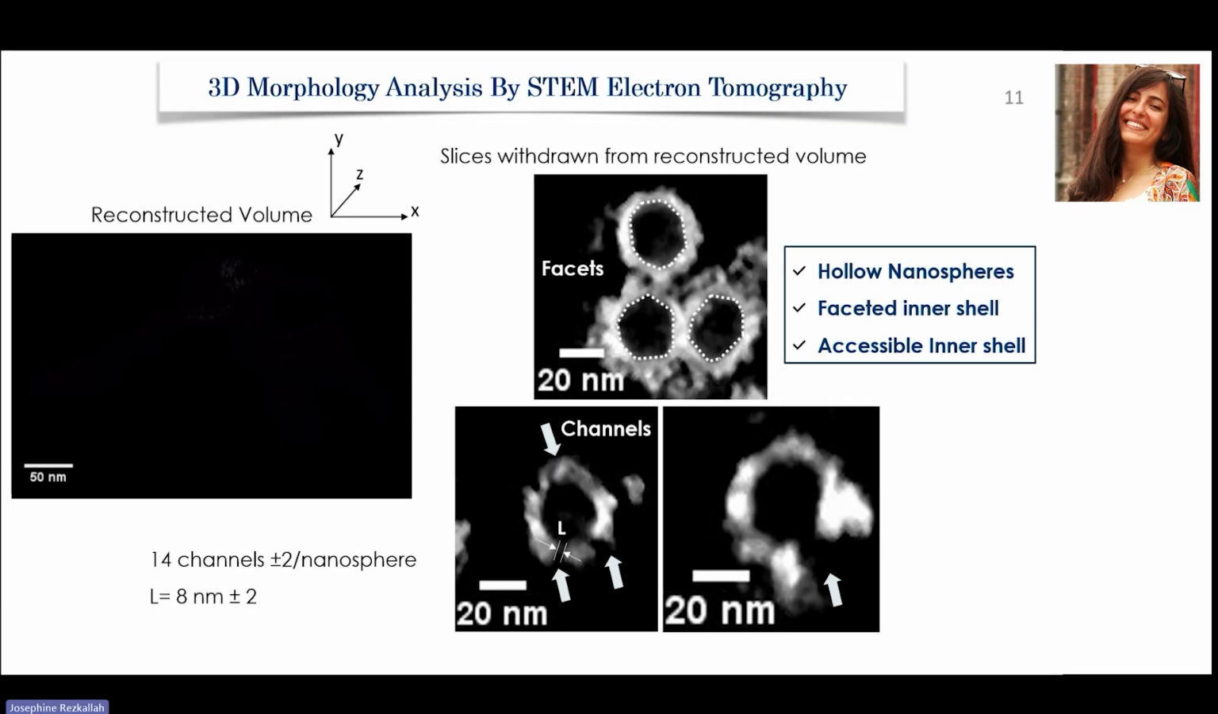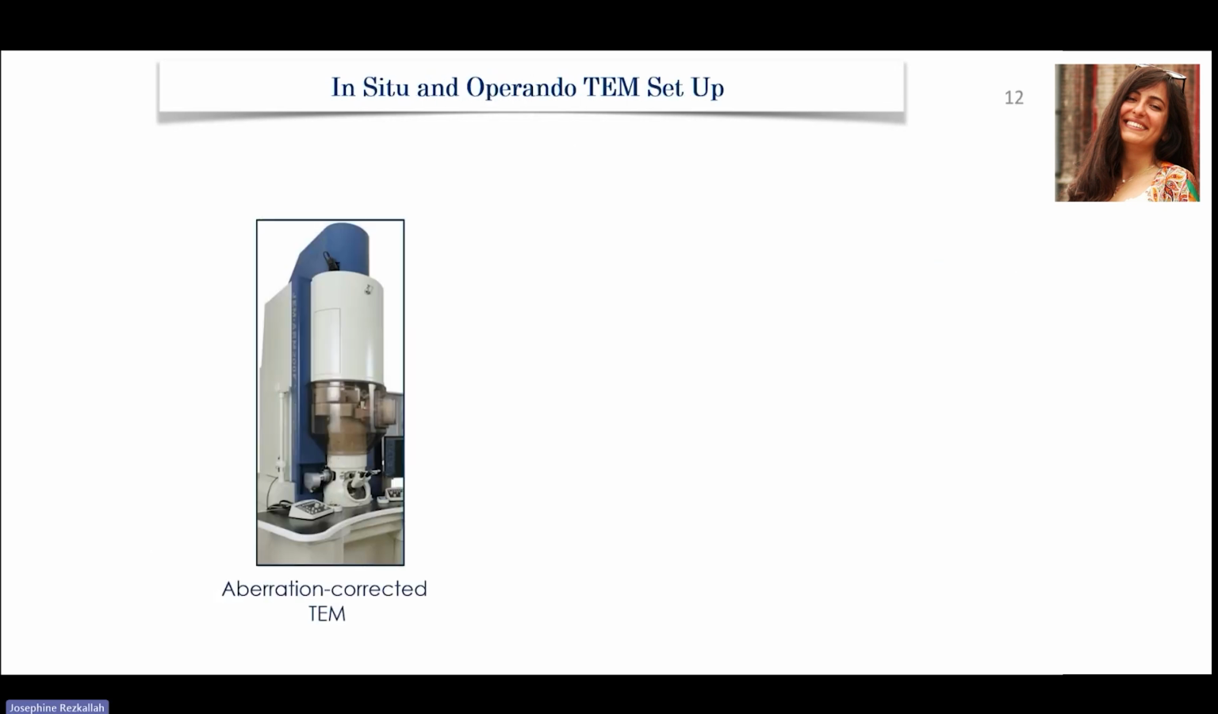Now that we've wrapped up the pristine state of the platinum-based nanosphere system, I'll move to the core of the subject. How do these nanocatalysts react to temperature, pressure, and gas during a chemical reaction?